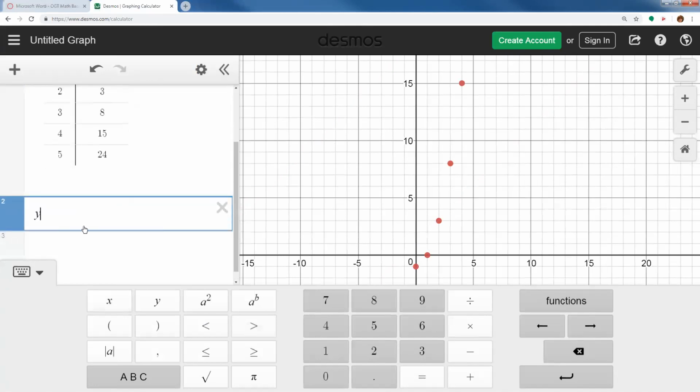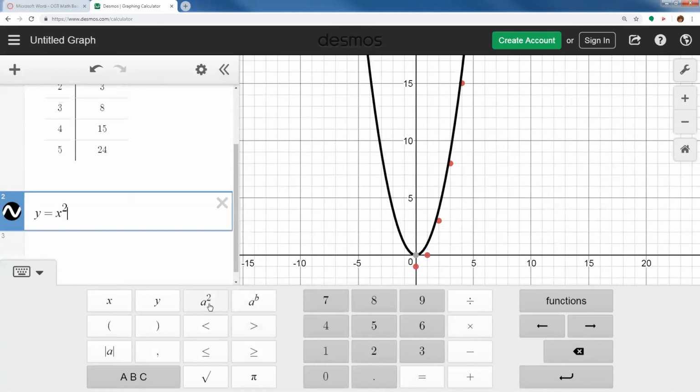We say y equals, the next one was x squared. This squared button will get you the x squared minus 1. And now you see it goes through every single dot. Makes it nice and easy. So that's how you get your answer.